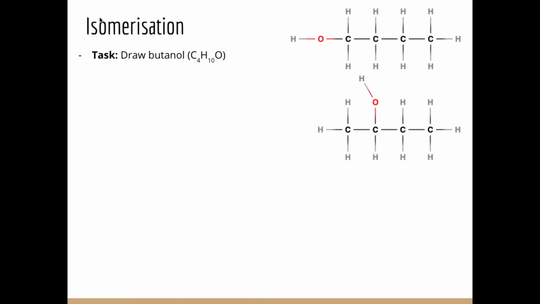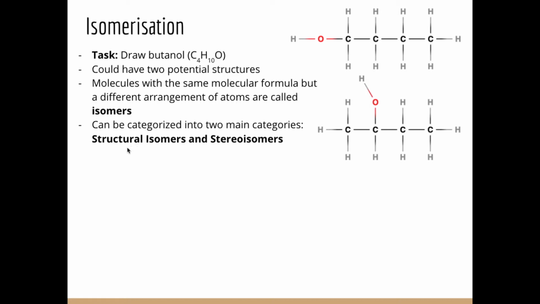So this leads into an important concept in organic chemistry called isomerization. Isomerization is where we have molecules with the same molecular formula. So these are both C4H10O. If you count all that up, you're going to get that in both instances, and they're both alcohols. Only we have the alcohol group on carbon 1 there, or on carbon 2 there. So these are both isomers of butanol. They have the same molecular formula, but a different arrangement of atoms.